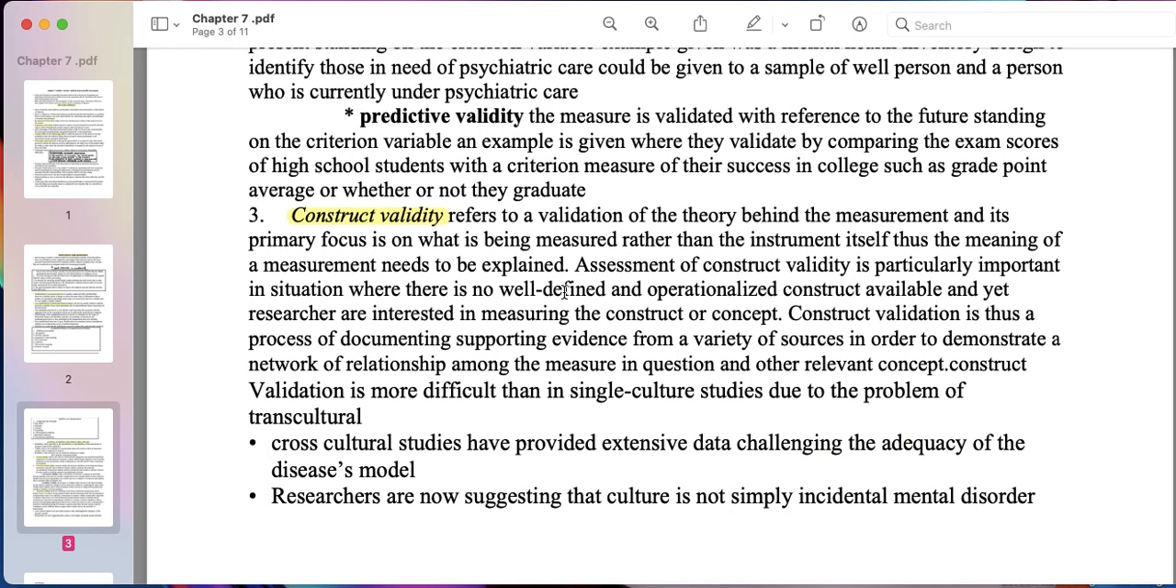And then we have predictive validity, which measures validity with reference to future standing on the criterion variable. An example given in the book was comparing an exam score of a high school student with a criterion measure of their success in college, such as grade point average or whatever they need to graduate.